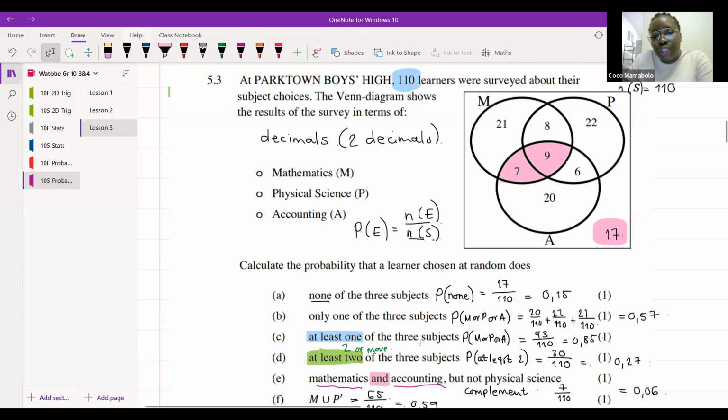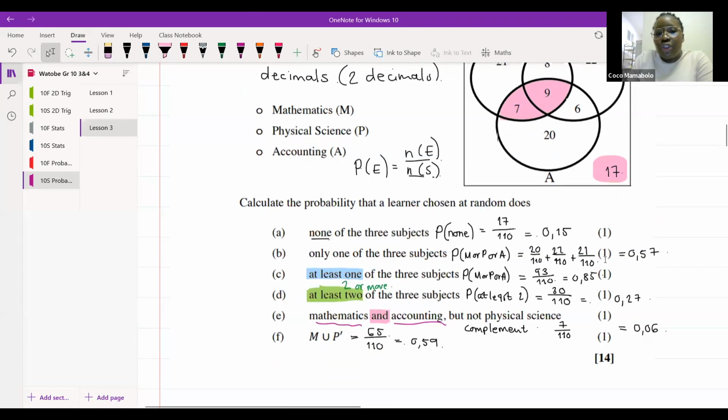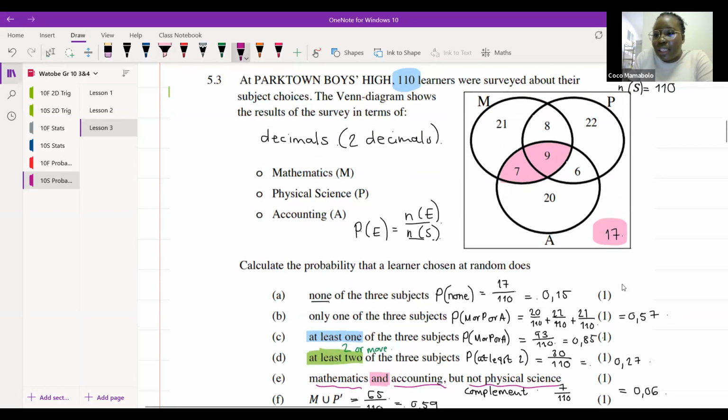But the question also tells us that you have to do maths and accounting, but you're not to do physics. And these 9 students in here, they also do physics. So we can't include them. The only kids we can include are those kids.